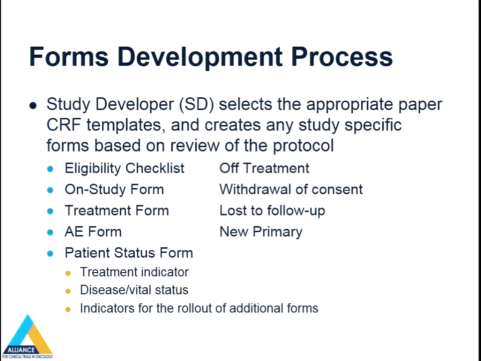The study developer then selects the appropriate paper CRF templates and creates any study-specific forms based on review of the protocol. We really use the protocol as sort of where the specifications begin. We have a lot of templates that we've built that we start with as a starting point. Those include an eligibility checklist, an off-treatment form, on-study form, withdrawal of consent, loss to follow-up, new primary, treatment, AE form, and a patient status form. So these are all paper templates that exist in our library. We pull them out and start with a set of standards, and then we tweak those standards to fit the needs of the protocol.